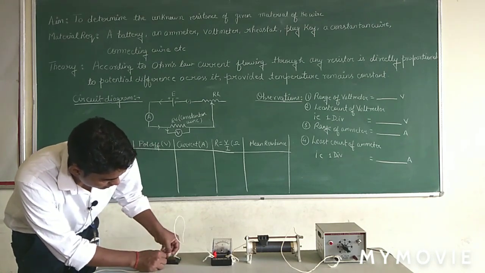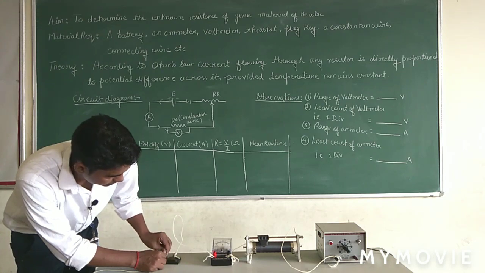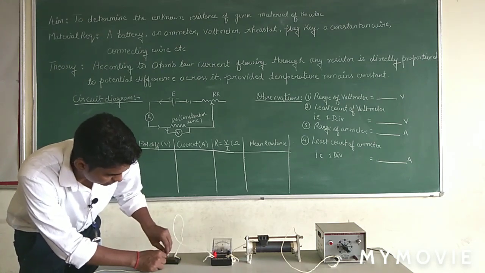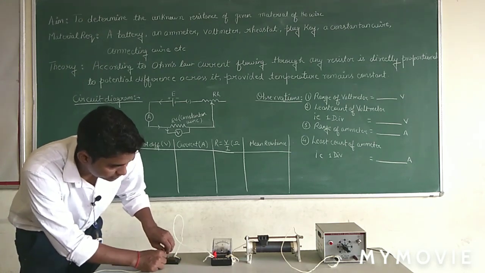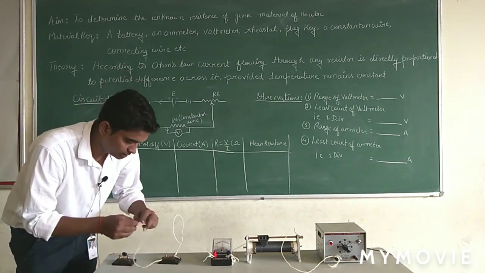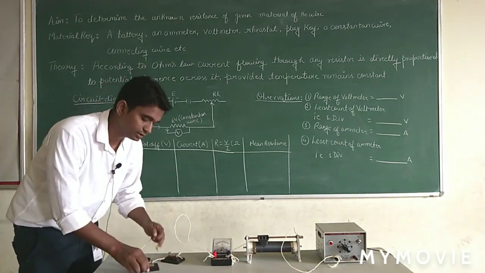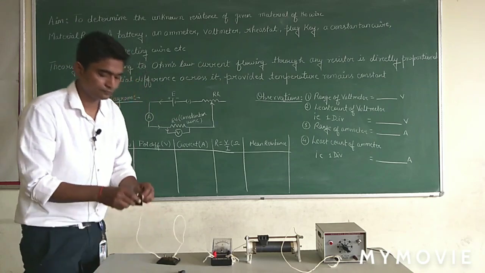Now, as the series connection says, just connect one end of any circuit element to the other. Now we are connecting the key. I am plugging it out.